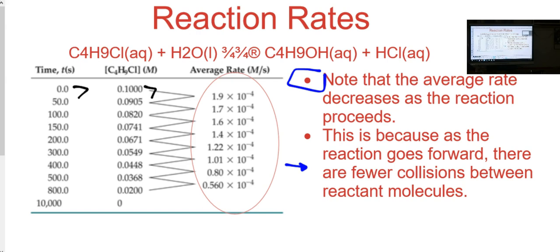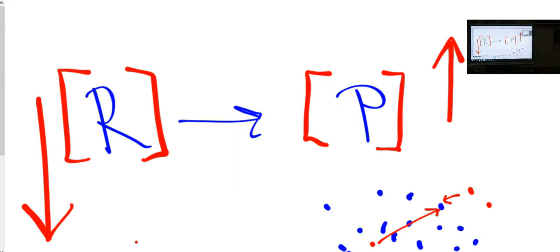Note that the average rate decreases as the reaction proceeds. This is because as the reaction goes forward, there are fewer collisions between reactant molecules. You were simulating the collisions by finding the pairs. And as the amount of circles decreased, it became harder to find the pairs. That worked a lot better than I thought it would. Easy peasy lemon squeezy.